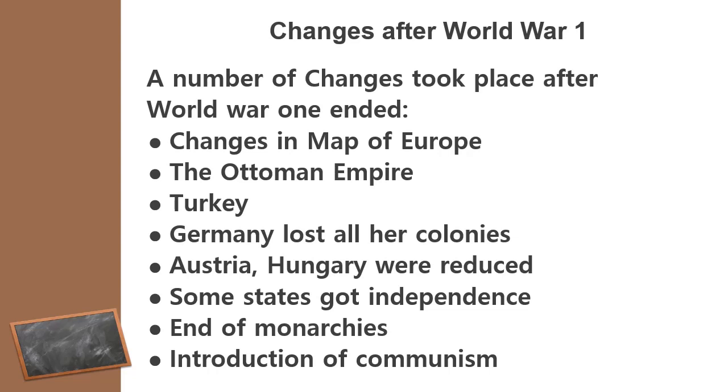Turkey emerged as an independent nationalistic state in 1924. That was after the end of the Ottoman Empire. Germany lost all her colonies. Austria and Hungary were reduced to less than a third of their size. So many countries lost their territories after World War One.